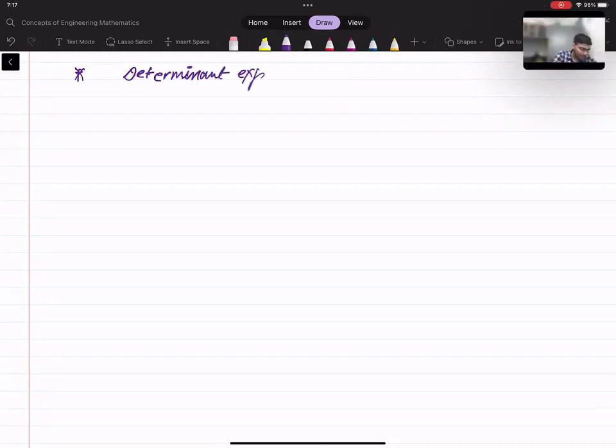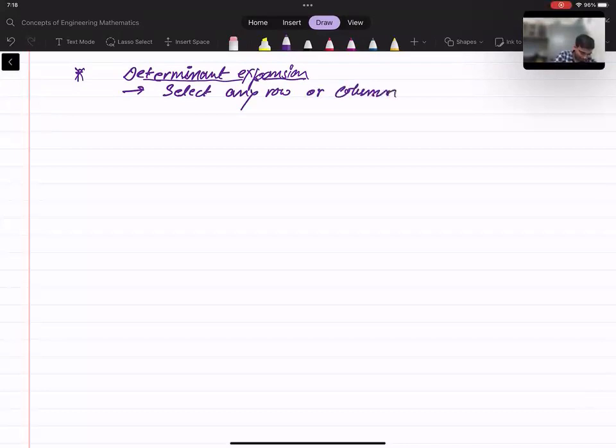Determinant expansion. So how is it done? We can select any row or column. Select any row or column. Okay. Then for that particular row or column, we need to find all the cofactors.